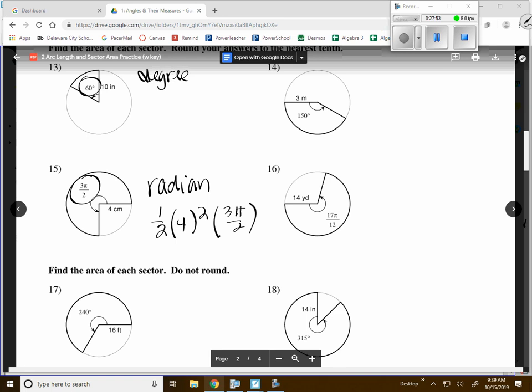The theta is the one that's inside. Theta is your angle. So your angle will either be in degrees or it'll be in radians. And whatever your radius is will be the other method. Okay. All right. So you should get 37. We'll say 37.7.